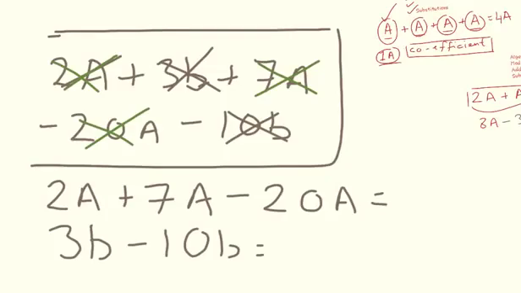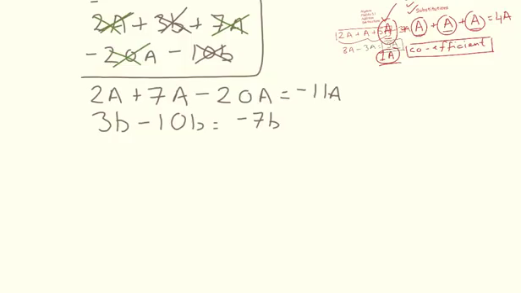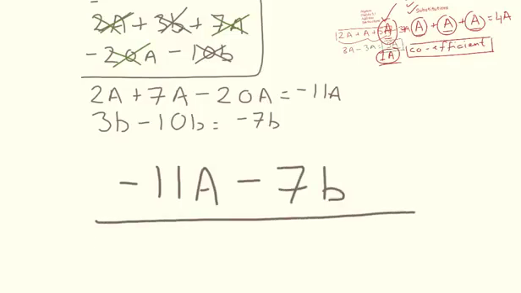2A plus 7A is 9A. 9A minus 20A is minus 11A. And 3B minus 10B is minus 7B. So how do we put that together? This is how you put it. Put minus 11A minus 7B. Makes sense? Minus 11A minus 7B.